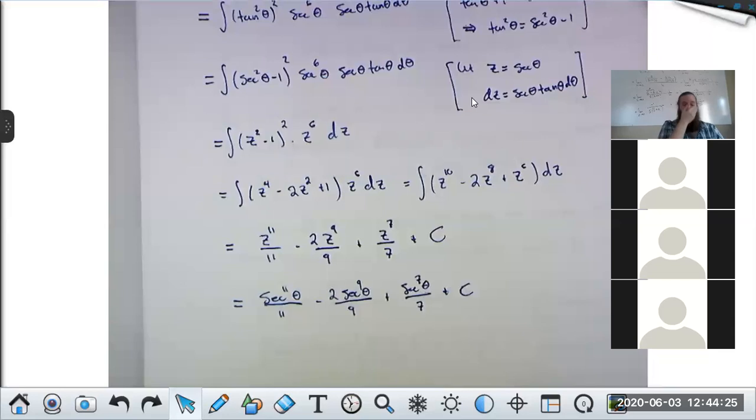Okay, not too bad. Not too bad. It's a lot like the sine cosine integrals, where at least one of the powers is odd.